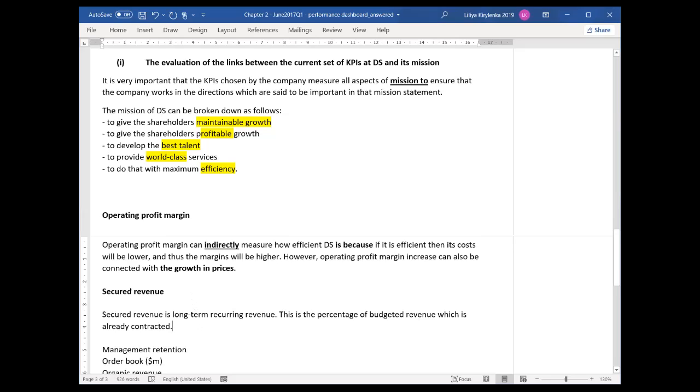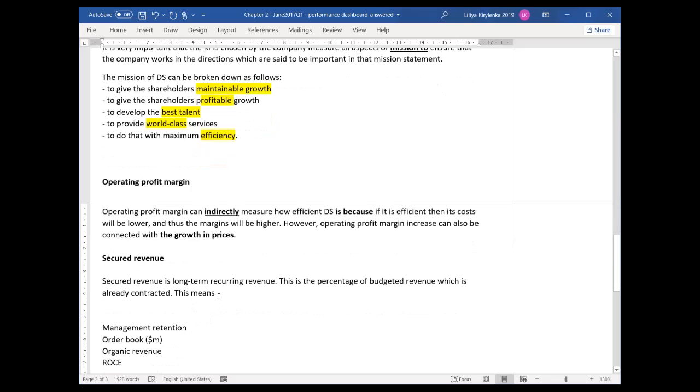Okay, so this means I leave that explanation because this is not a conventional metric. And what does it mean? Well, it means that the value of this metric shows whether the company will be able to get the budgeted revenue in the next year. So it will show whether the growth is maintainable within the upcoming year.